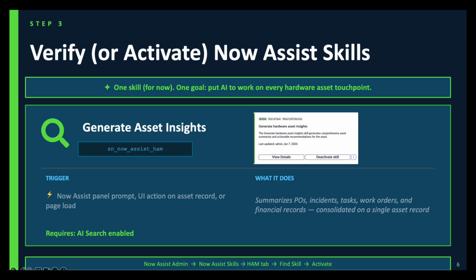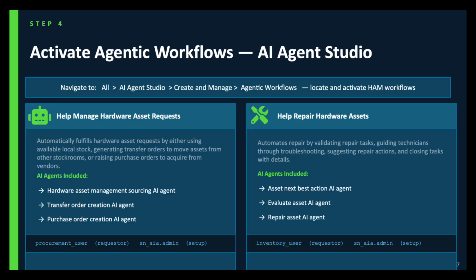In order to activate this, you want to make sure you go to the analysis admin console. You want to go to analysis skills, and there is a ham tab, and you want to go there just to verify that this skill is active. It does come active by default, so you just want to go there to make sure it's working. So one skill, one goal, and AI puts everything hardware into one touch point, so you have visibility into it.